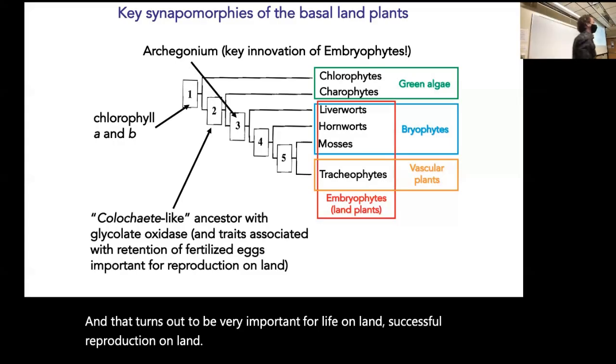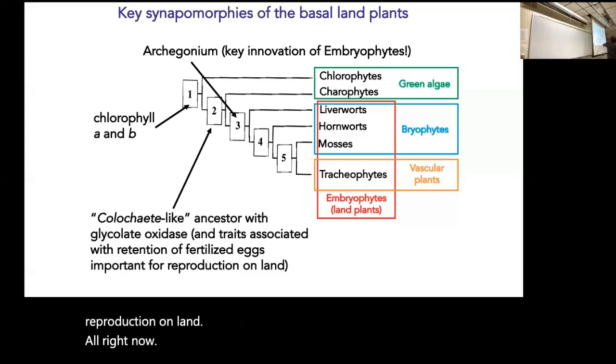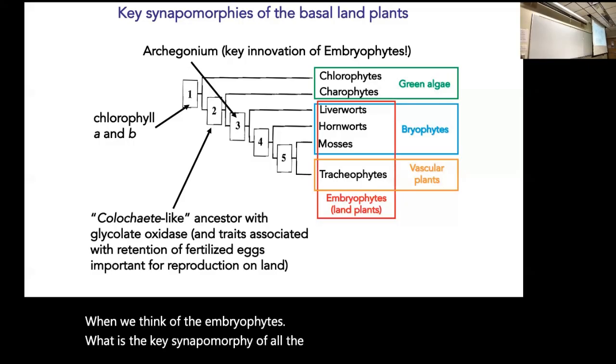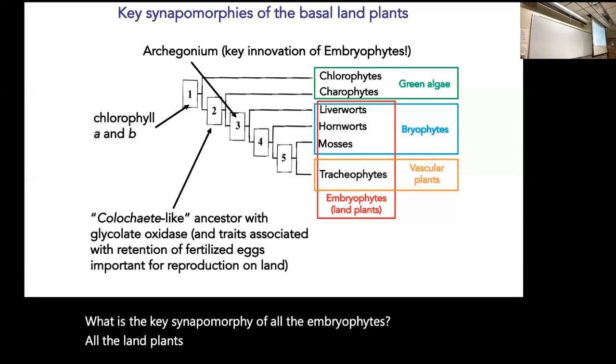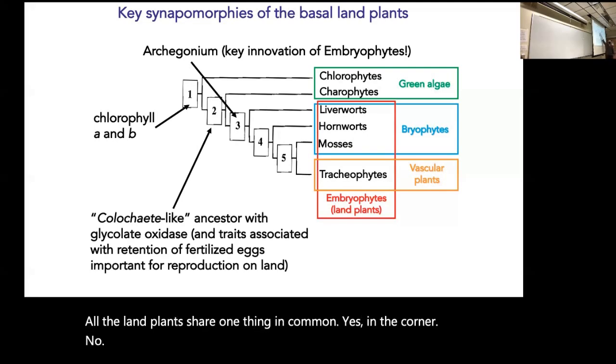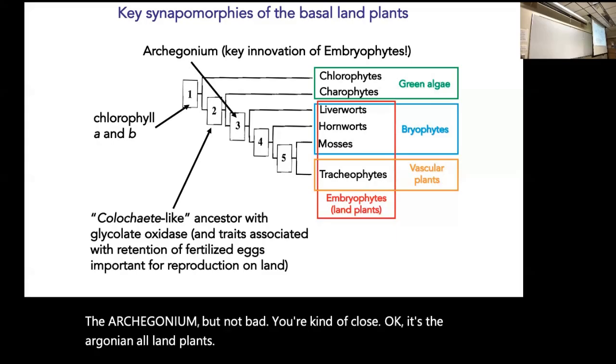All right, now, when we think of the embryophytes, what is the key synapomorphy of all the embryophytes? All the land plants share one thing in common. Yes, in the corner. The archegonium, but not bad. You're kind of close. Okay. It's the archegonium. All land plants share this one trait.